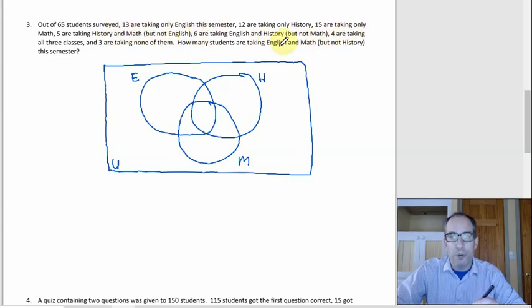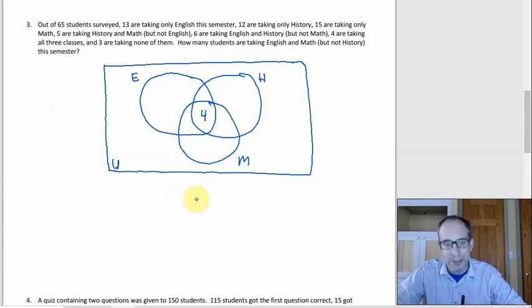Let's see, 4 taking all 3. Good. There's the triple intersection, right? Because that's English and history and math. So that's where the 4 goes. Okay. 3 are taking none. I guess we could put that one in now too, because we know that's just going to be out here somewhere, right? Because none is in the universal set, but not in any of those 3.